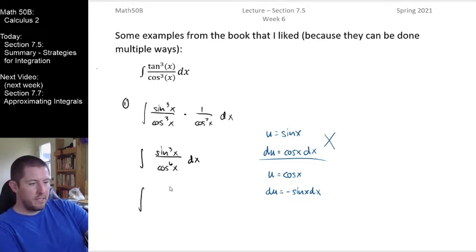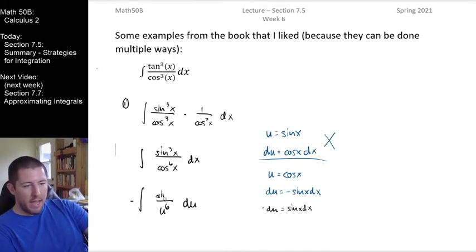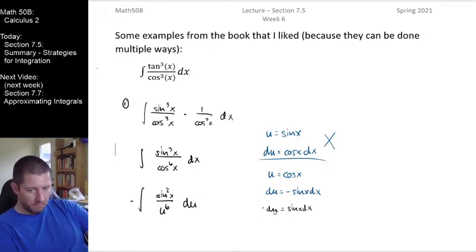So what I'm seeing is this. Cosine to the sixth is clearly turning into u to the sixth on the bottom. I'm seeing that, and maybe I want to write this as my negative du is sine x dx. It seems like one of the three sines is going to partner up with the dx to become negative du, so I'm going to get my negative du, but I still have remaining a sine squared of x on top, right? We only used up one of the three to swap out for du.